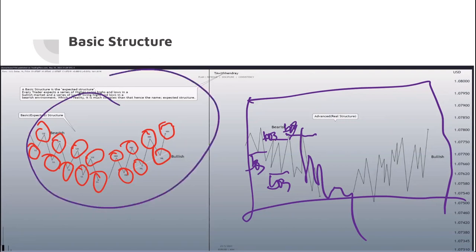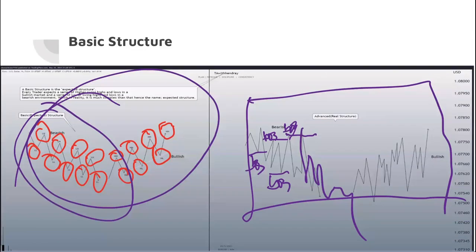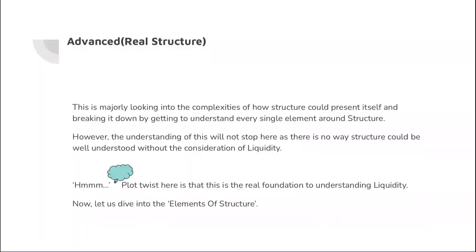The basic structure only gives us the overall picture of what a bullish trend or a bearish trend actually looks like. But in reality, it doesn't in any way give us the true nature of the market, and that will make us have to look further into how we used to view the market. If how we used to view the market is based on the basic structure, then we need to understand that here we have to face the reality, the objective notion of the market. That is why we have to go into the concept of advanced, that is real structure. So what is real structure?